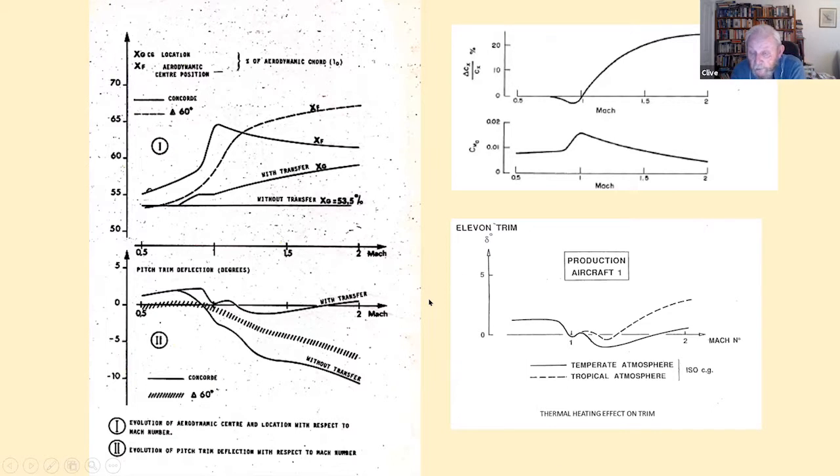To illustrate the fact that you never stop learning about your own aeroplane, it was only yesterday that I discovered that that trim change was actually subject to thermal effects. And if you flew the aircraft in a different atmosphere, different ISA if you like, the thermal effects changed it. And the trim variation with Mach number was quite different. In fact, it happens to be even more favorable. But that was due to the different shape of the wing that you got in this other atmosphere because of the thermal heating effects. That, as I said, was something I only discovered yesterday.